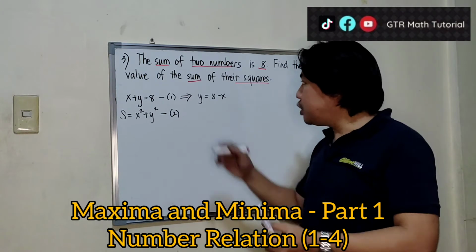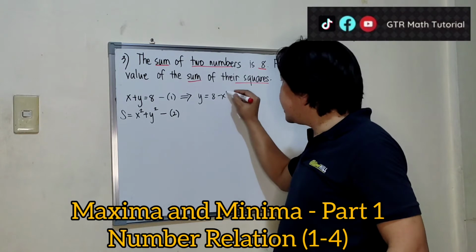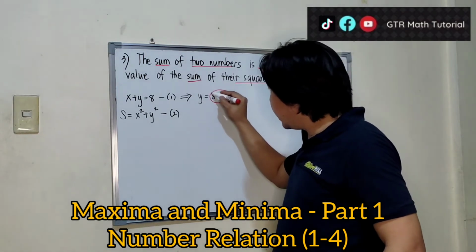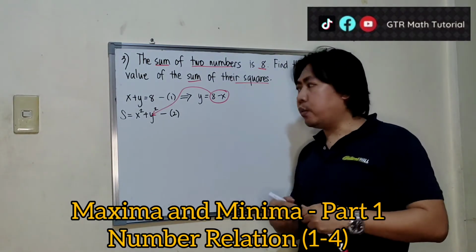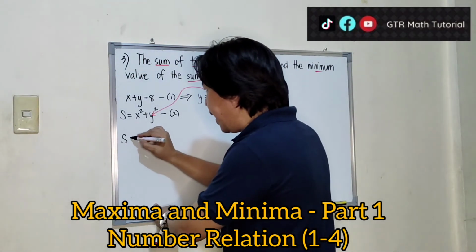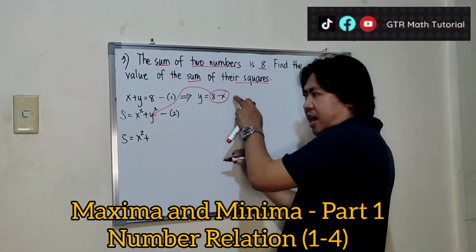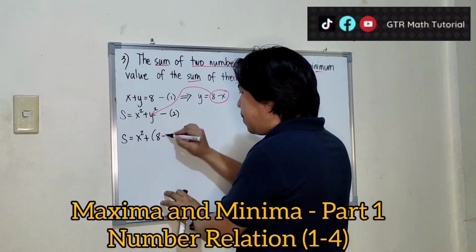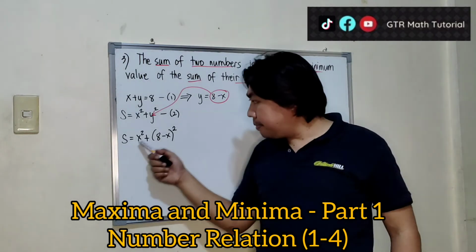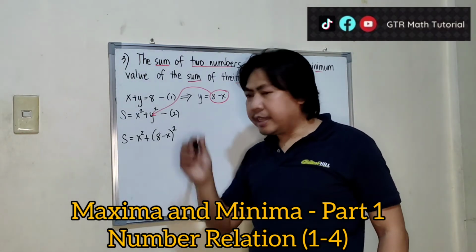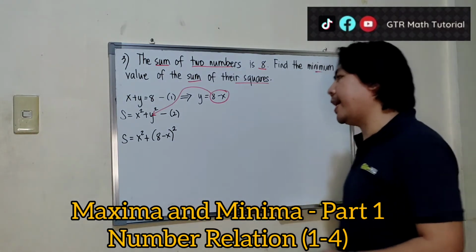Then, substitute y in the second equation. The value of y is 8 minus x, so substitute 8 minus x for y. Therefore, the equation will become s is equal to x squared plus the value of y, 8 minus x, so we have 8 minus x squared. Okay, so find the derivative of this, equate to 0, and then solve for x.